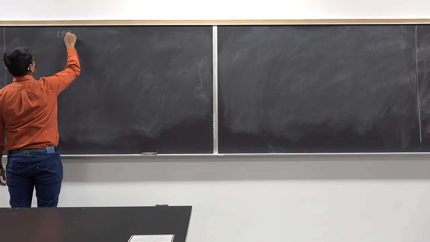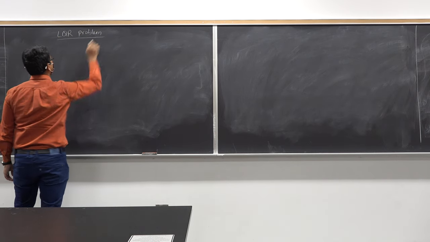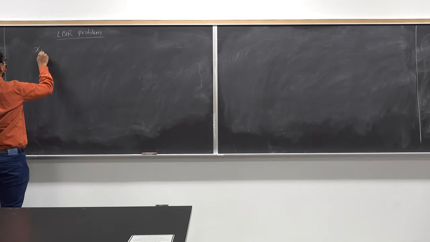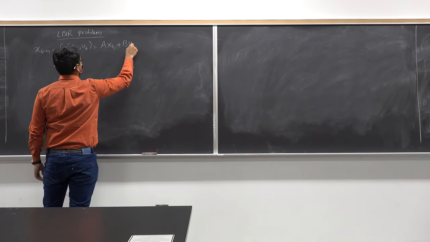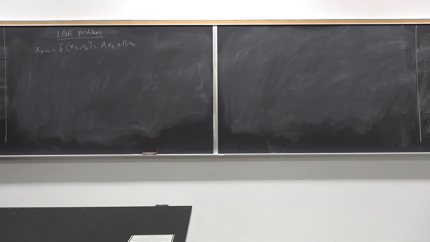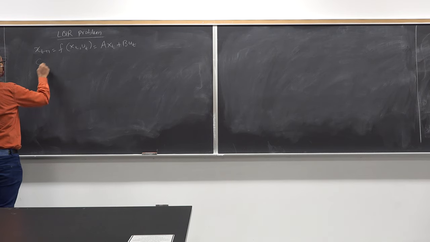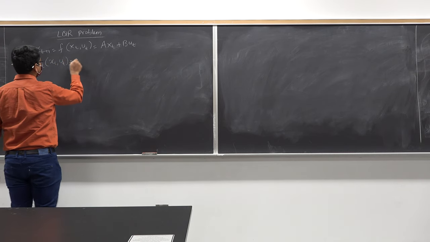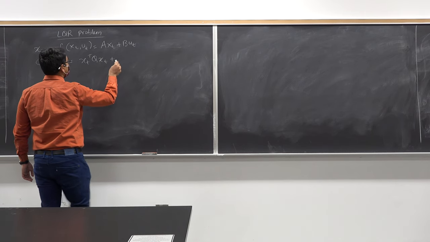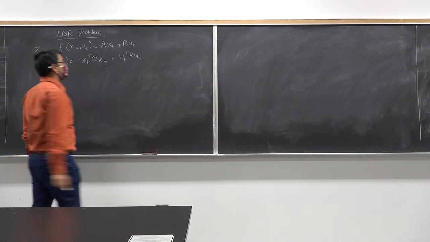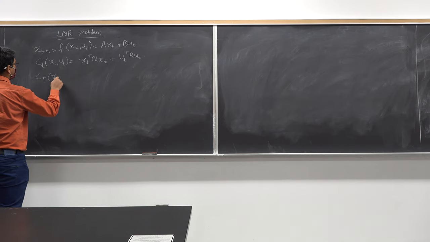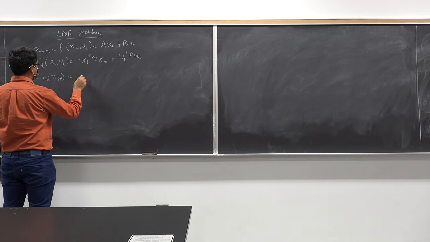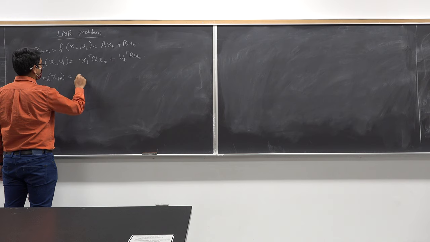So let's look at the LQR problem, linear quadratic regulator problem. So here, x t plus 1 is A x t plus B u t, and then the cost is, this is the running cost. This kind of problem appears in tracking in control systems.